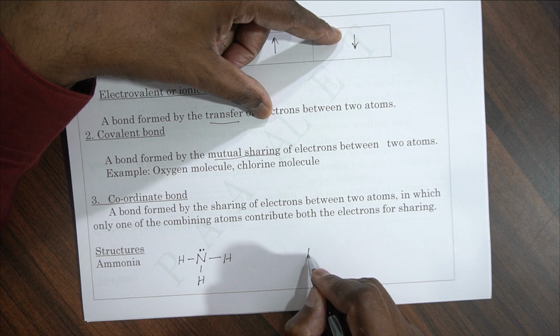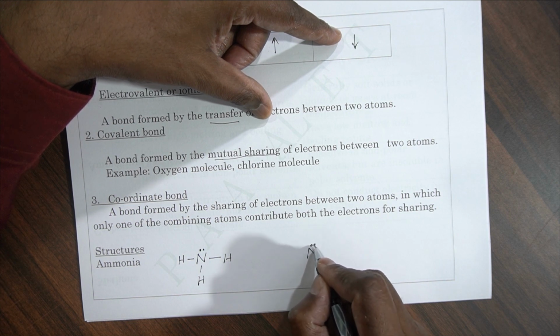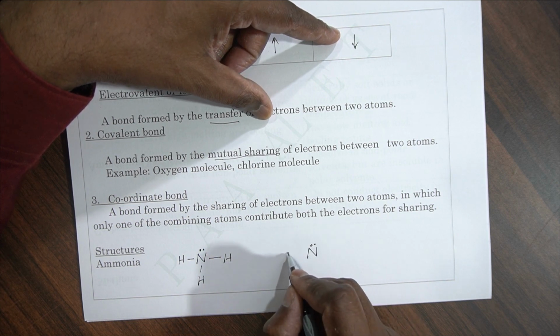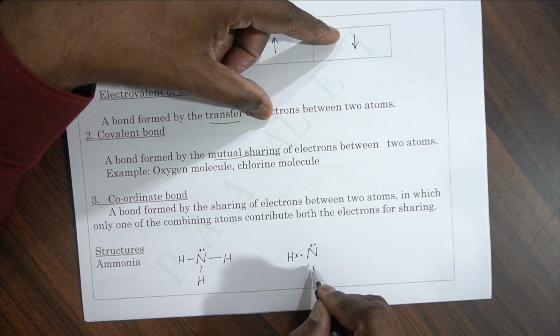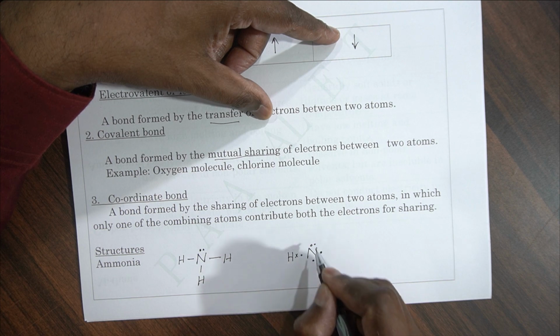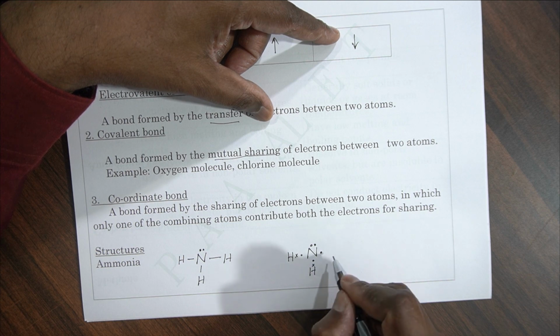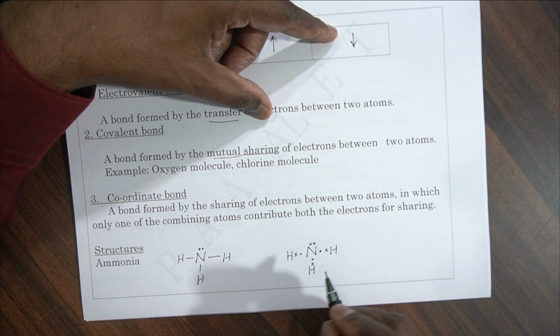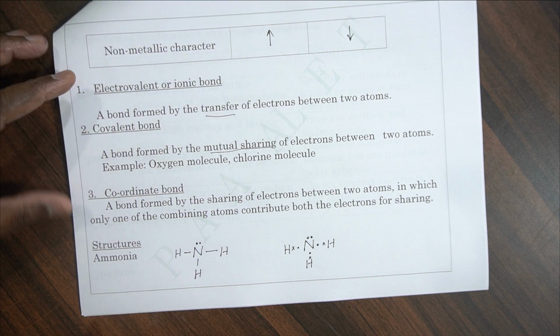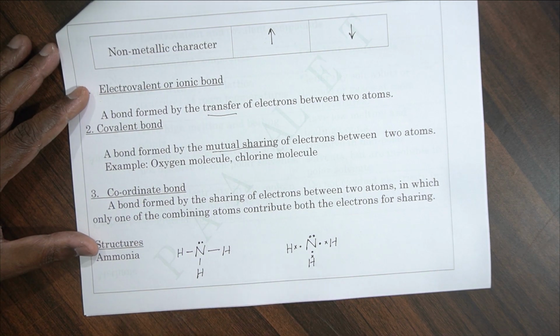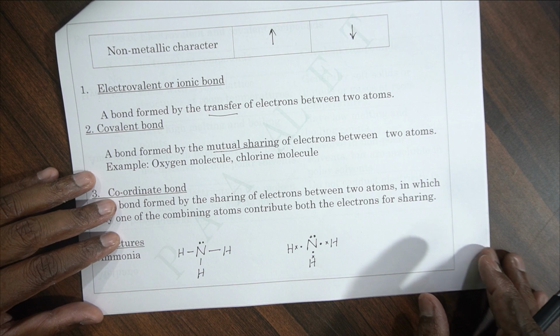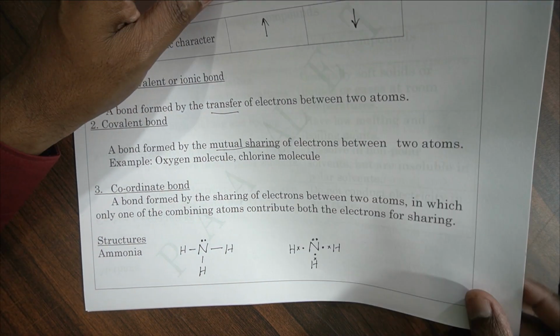If the electron dot figure is asked, then you should be able to make this. So it will be 5 electrons on nitrogen, and 3 electrons from 3 hydrogen atoms are shared, and there is a lone pair. So the nitrogen is reaching octet, hydrogen is reaching duplet. Structure of ammonia molecule, this can be asked.